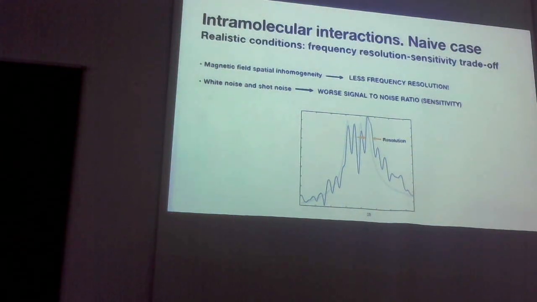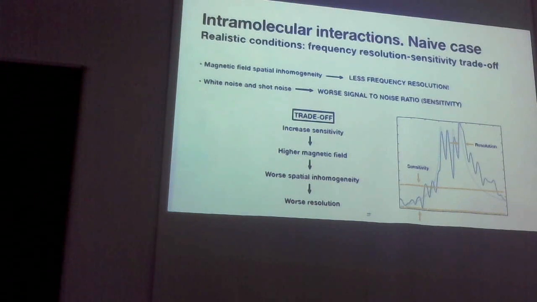So basically we have two main detrimental effects. One is due to spatial inhomogeneities in your magnetic field, which gives you worse resolution, and due to white noise and shot noise, you get worse sensitivity. This means sensitivity is more or less a signal-to-noise ratio, the relation between the height of the peaks and the height of your average noise in your Fourier transform, something like that.